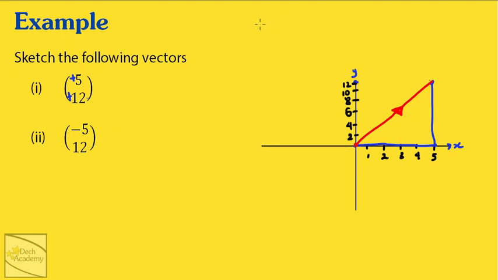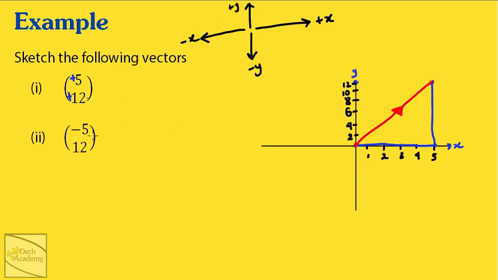Remember, the positive x direction is towards the right. That's the convention that's used. The negative x direction is towards the left. The positive y direction is upwards, while the negative y direction is downwards. This is something you should be familiar with.